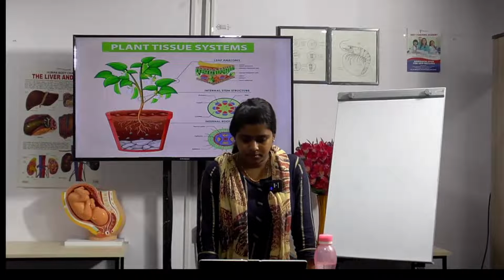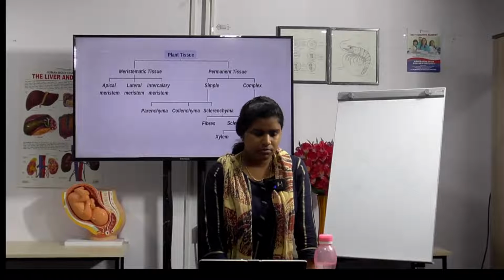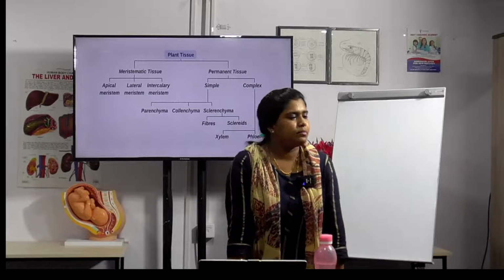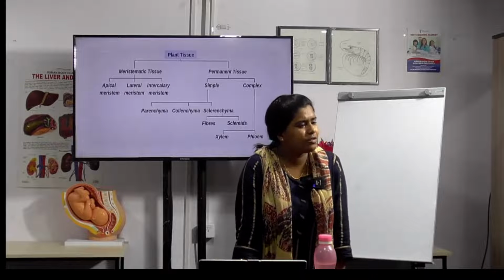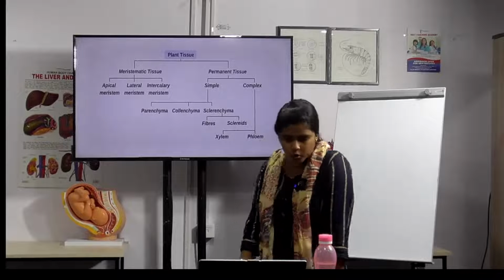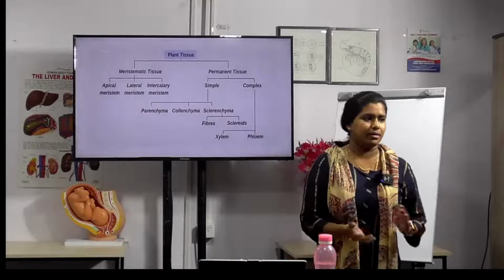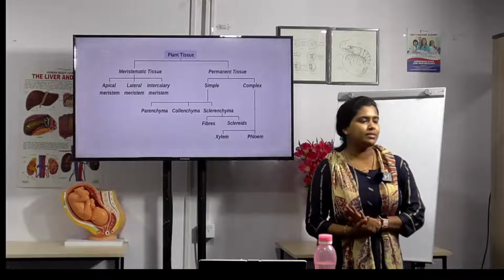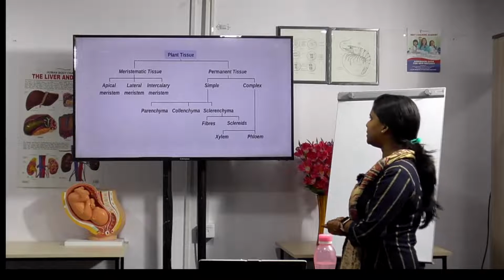Yeah, what is that function? Photosynthesis and prevent loss of water. I asked about the function. Photosynthesis. Okay. Plant tissue is divided into two. One is meristematic and another is permanent tissue.